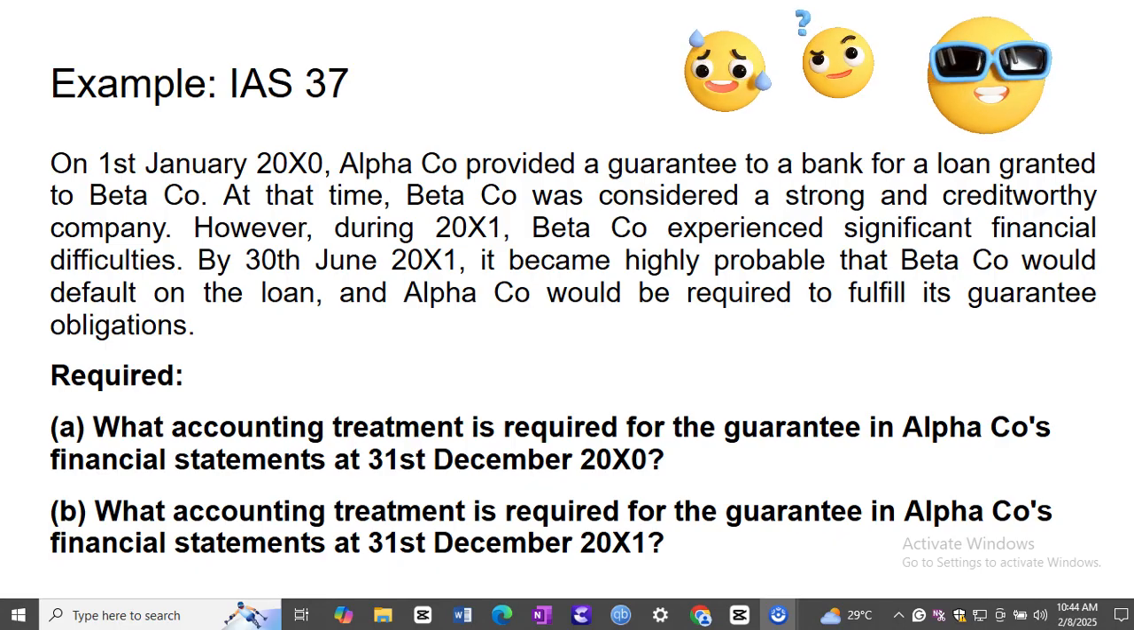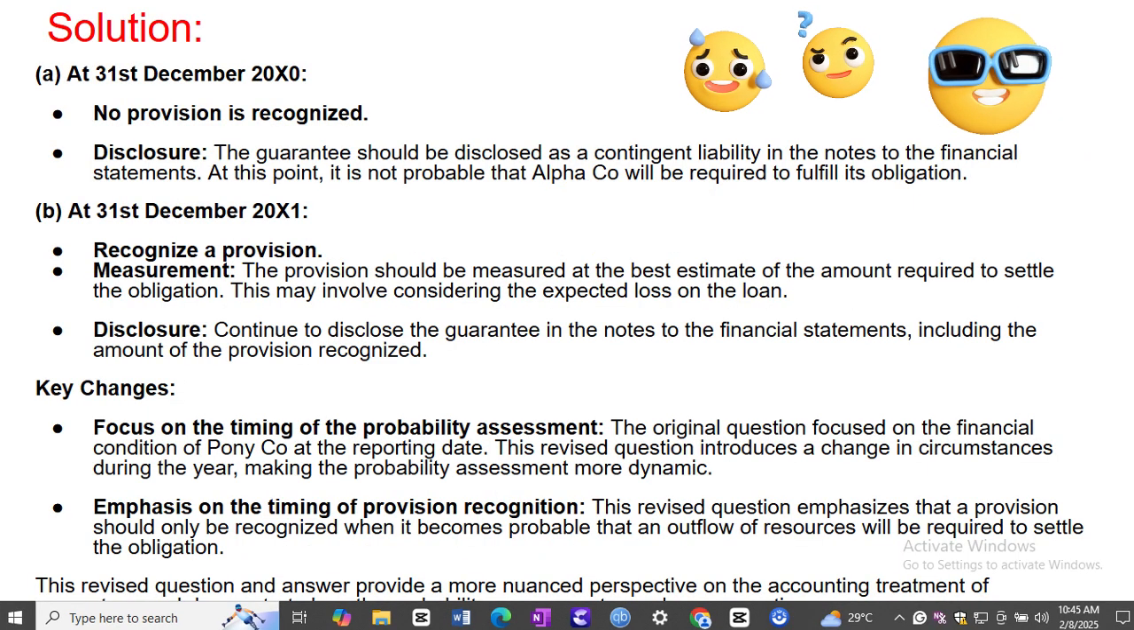All right, so let's apply our provision criteria here. Do you think AlphaCo needed to recognize a provision at the end of 20X0? Not at the end of 20X0, no. Even though that guarantee created a present obligation, back then it wasn't probable that Alpha would have to pay anything. Beta was in good shape at that point. So no provision just yet, but I'm guessing they'd still need to disclose that guarantee somewhere, right? Transparency and all that. Absolutely. Got to be upfront about those potential obligations, even if they don't meet the criteria for a provision, so they disclose it as a contingent liability. We'll come back to those, but first, back to Alpha.